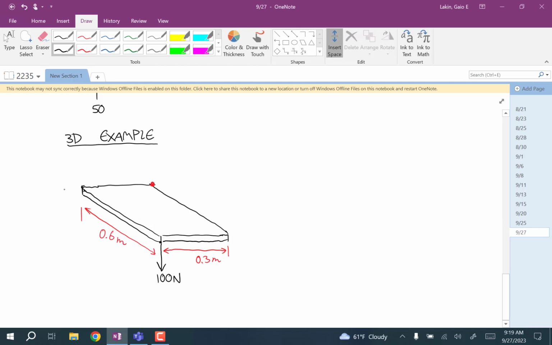I have to give a coordinate system. So let's say we'll go X, Y, Z.